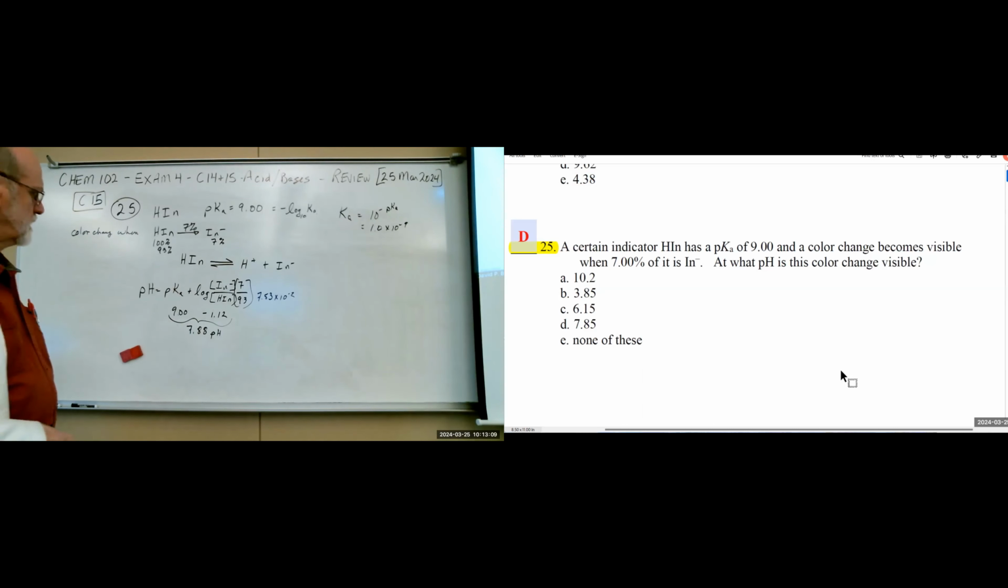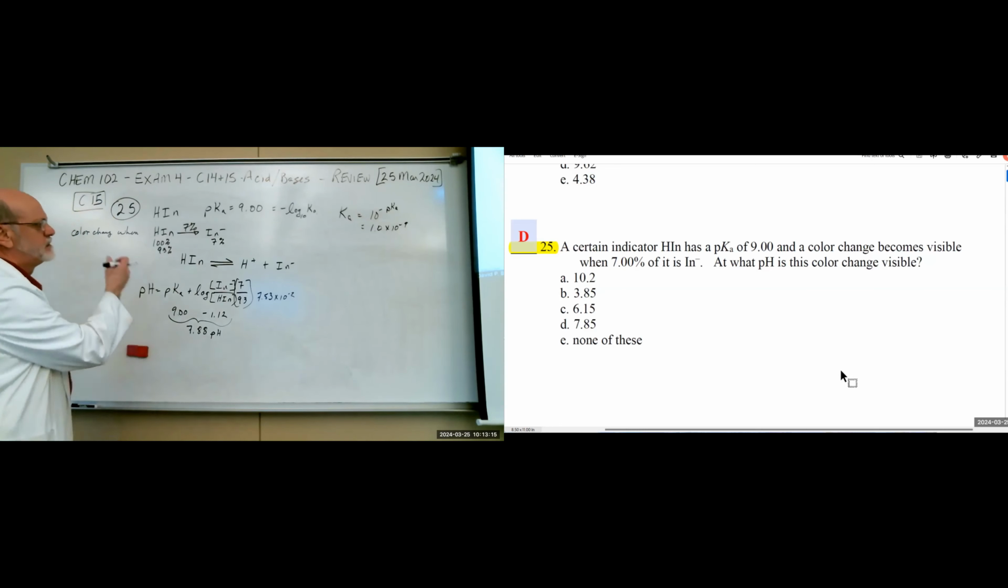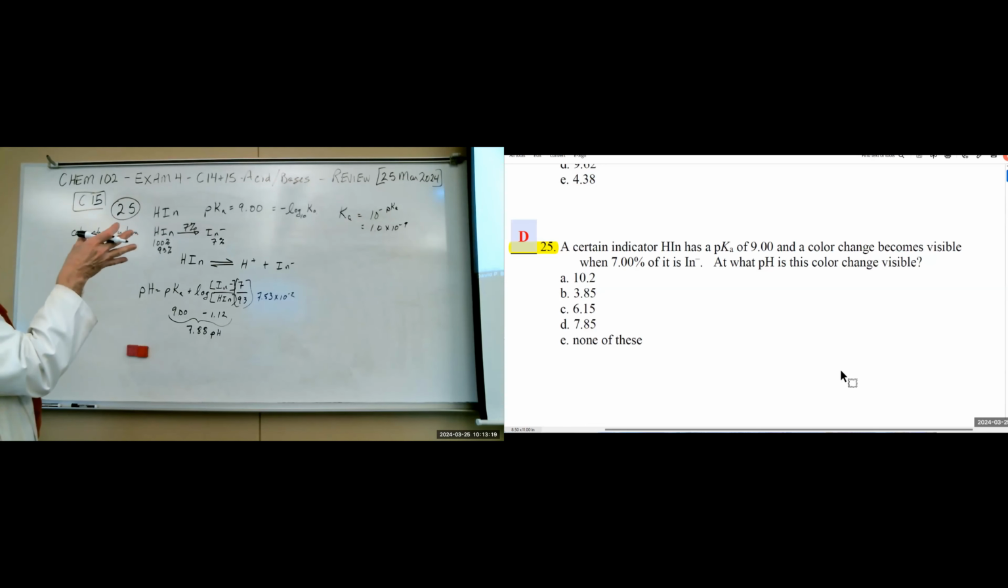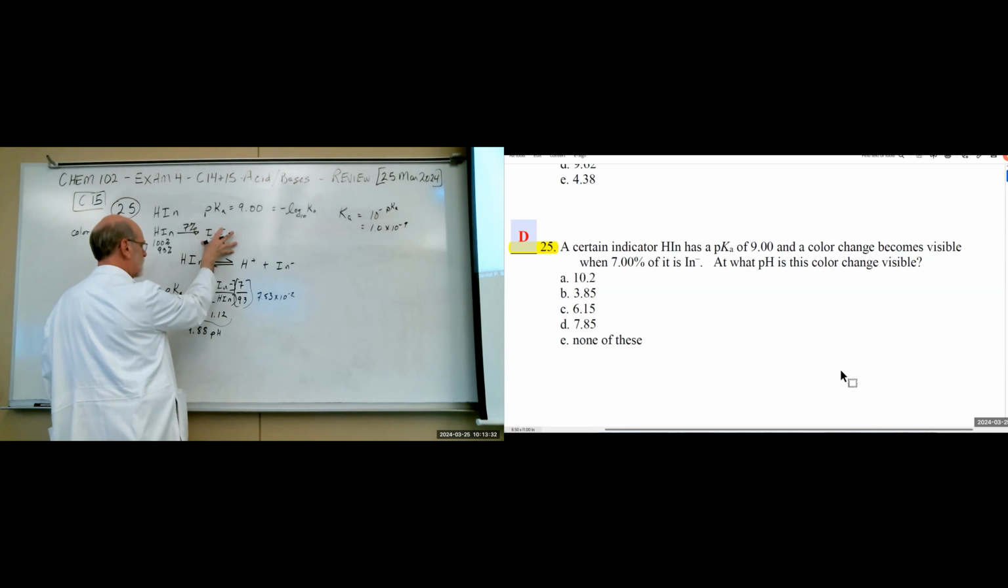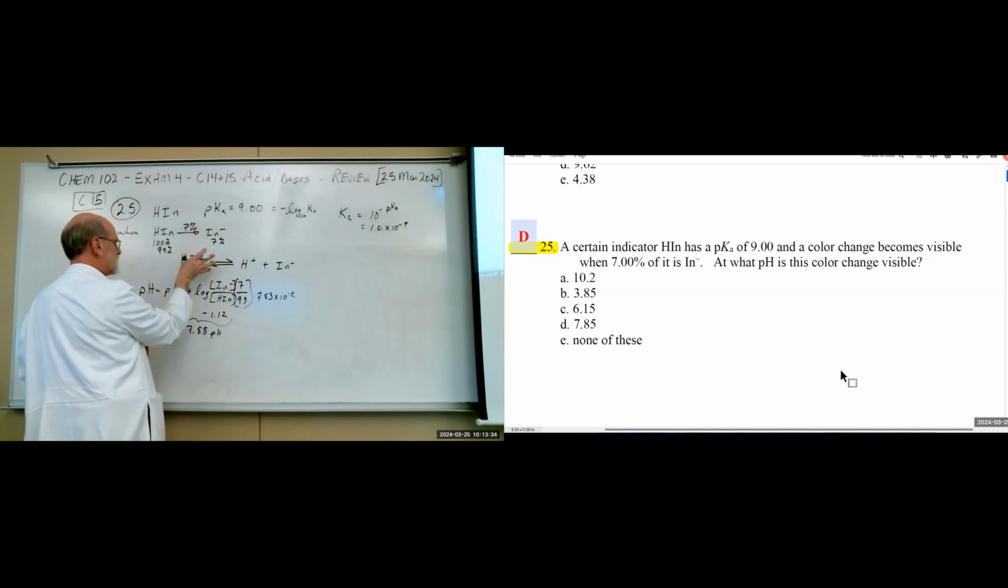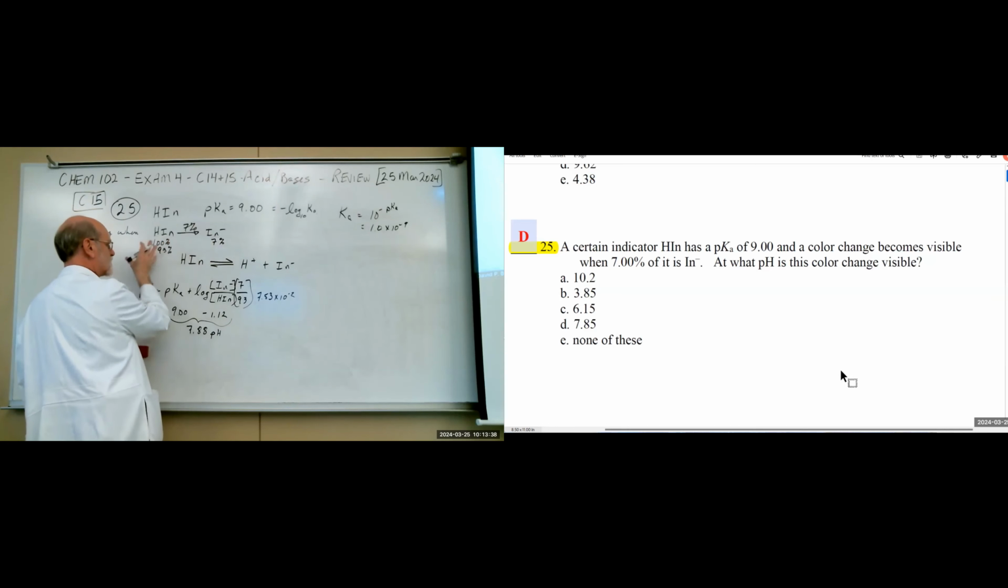Oh, you know what? Seven percent is In minus. I'm not so sure that that's calculated correctly. If 7% of it ends up over here, then what's left behind? 7% is here, 93% is over here.